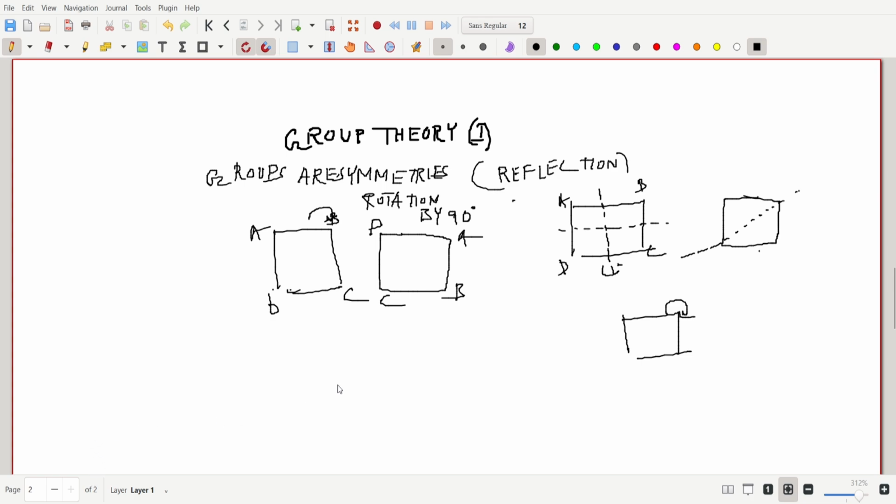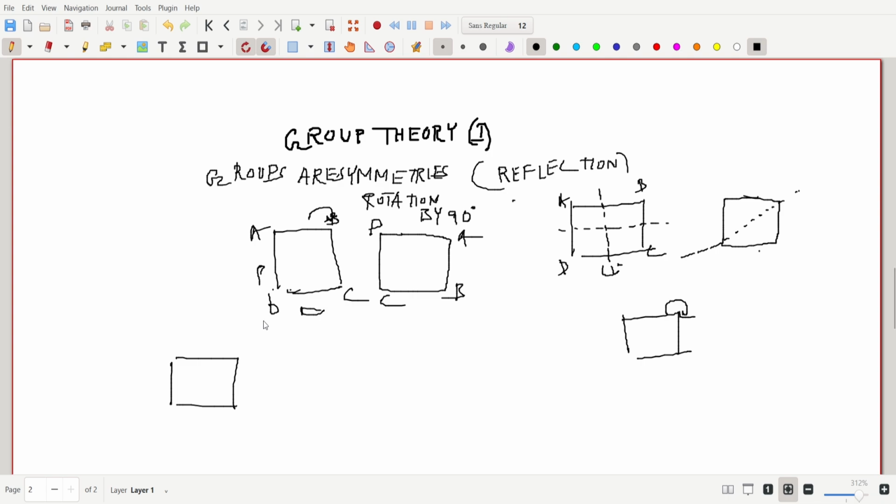Also, we can rotate this by 90 degrees more. Basically, that amounts to rotation by 180 degrees. And finally, you can rotate by 270 degrees, and then by 360 degrees it goes back to the same place. The rotation by 360 degrees amounts to the same thing as no rotation.